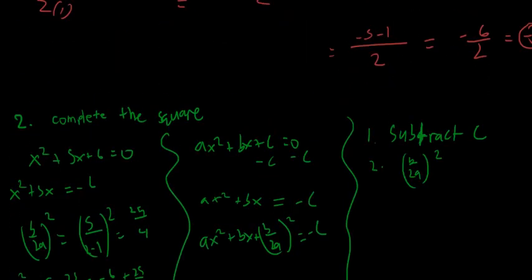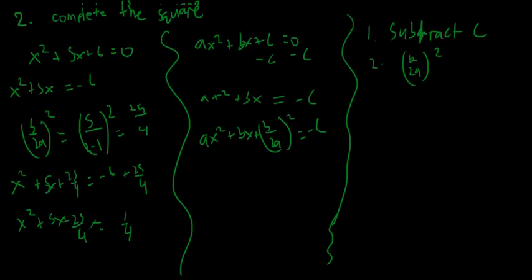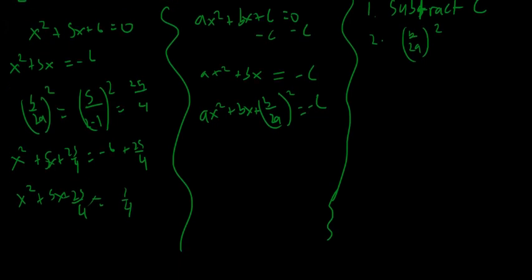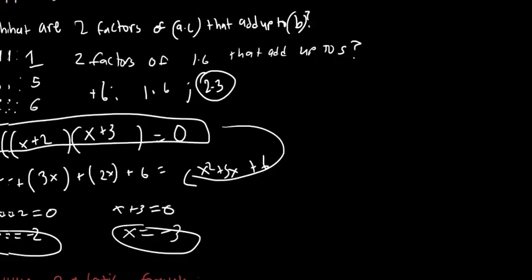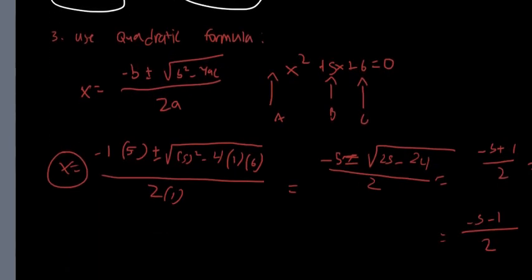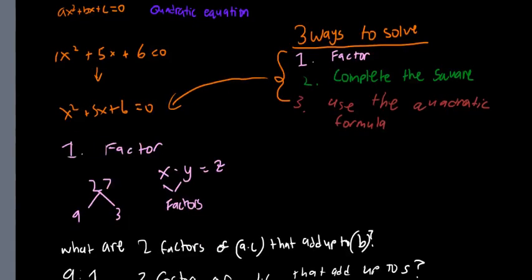Completing the square in this case really is not necessary. It's only necessary when factoring becomes hard to do. Because really what we're doing is we're elongating the quadratic formula here. So really the easiest way would be factoring, second would be to use the quadratic formula, and the third would be to complete the square. Thank you very much.